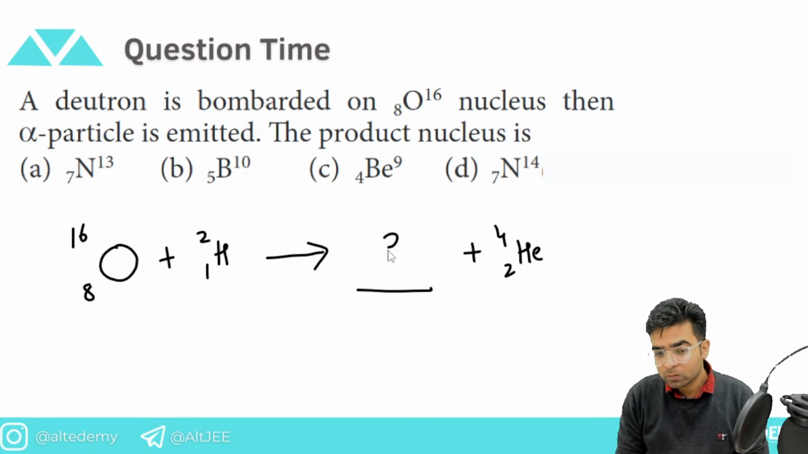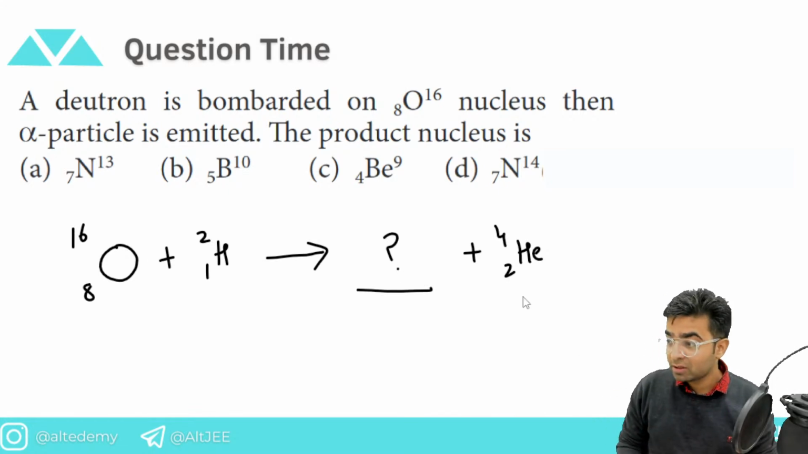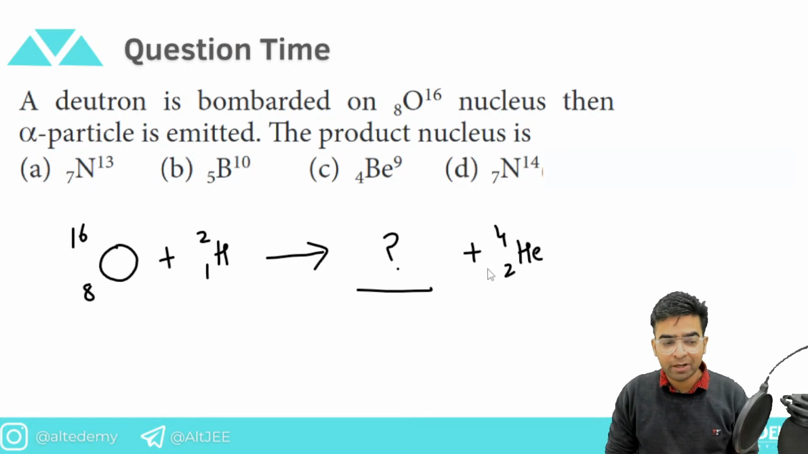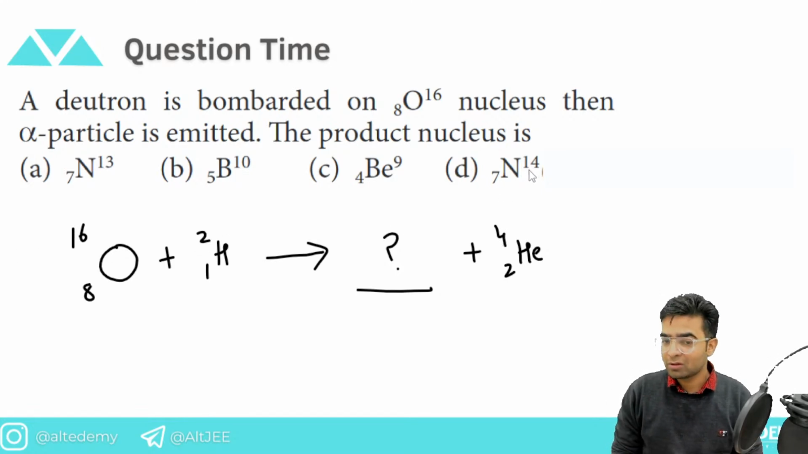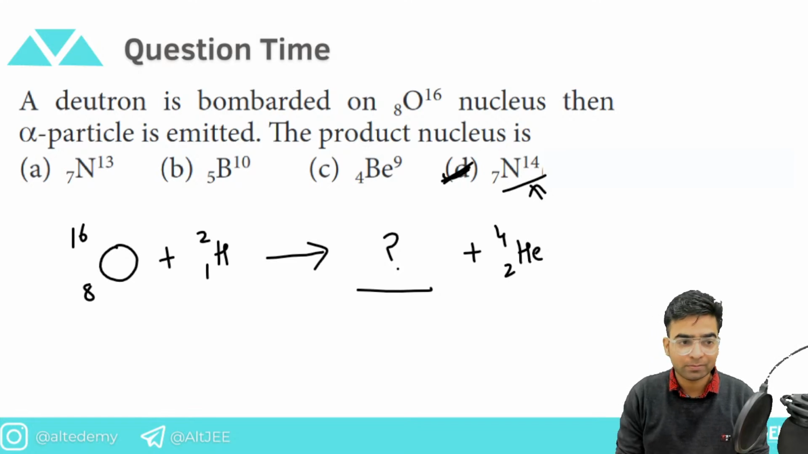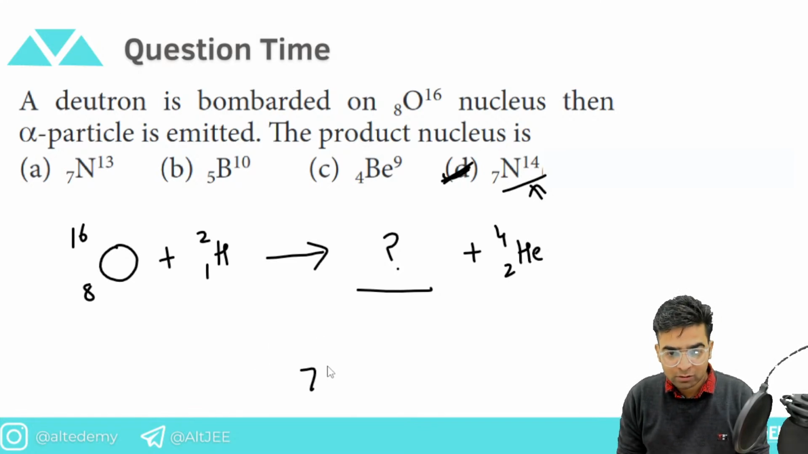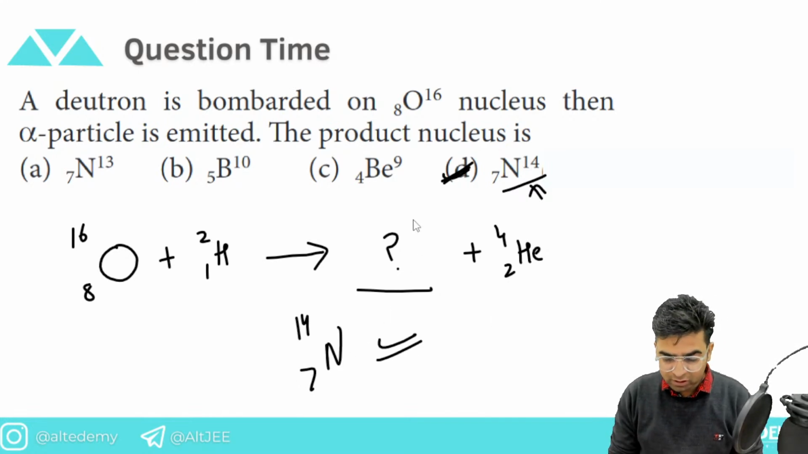Then what is going to be here? 16 plus 2 is 18, 18 minus 4 is 14. What will there be? Nitrogen, N. 8 plus 1 is 9, 9 minus 2 is 7. So it will be 7 and 14. This will be the correct answer.